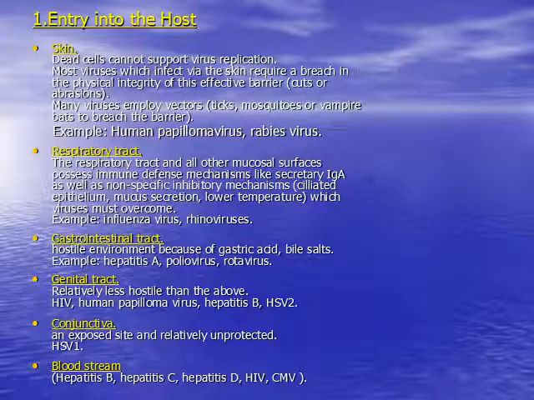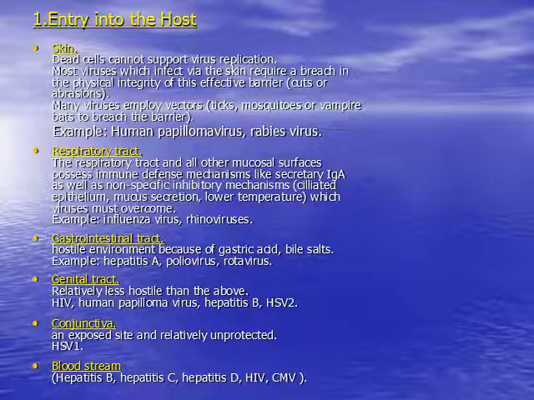Many viruses employ vectors to bypass the skin, like arboviruses using ticks, mosquitoes, or even vampire bats to break the skin barrier. Examples of viruses that enter through the skin are the human papilloma virus and rabies virus.